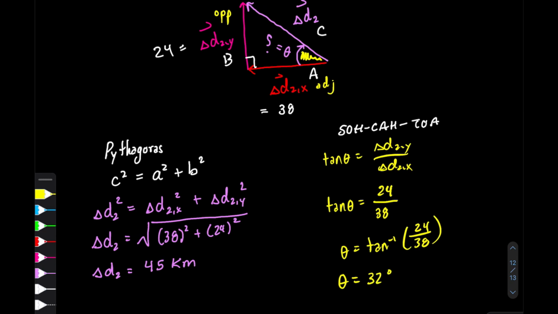So now, in order to write our second displacement, it is a vector quantity, with a magnitude of 45 kilometers. And for the direction, we started from west and we rotated 32 degrees towards the north.